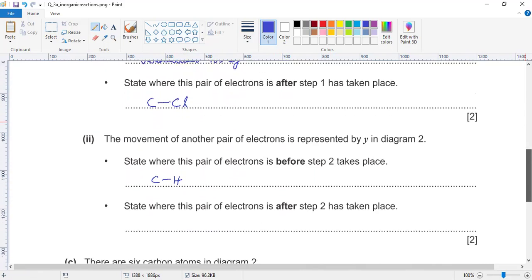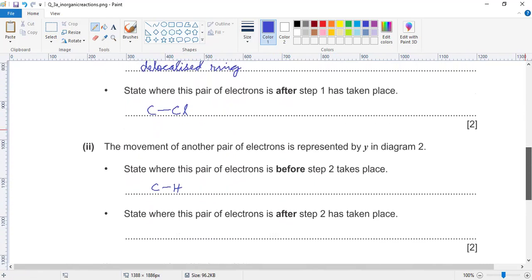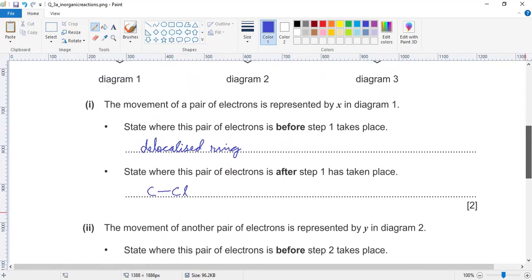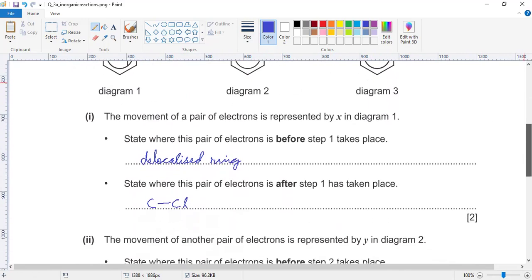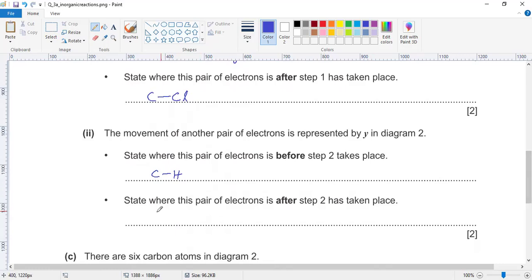The next part is to state where this pair of electrons is after step 2. So as the electron pair is transferred into the benzene ring, the delocalized system is re-established here. So where is it? It is the delocalized ring, the delocalized electron cloud.